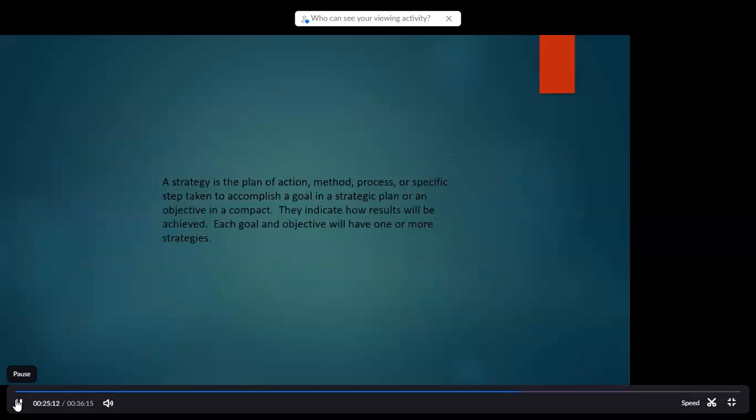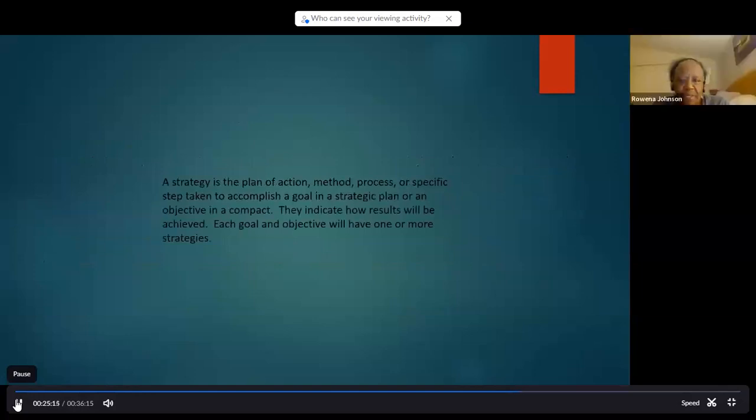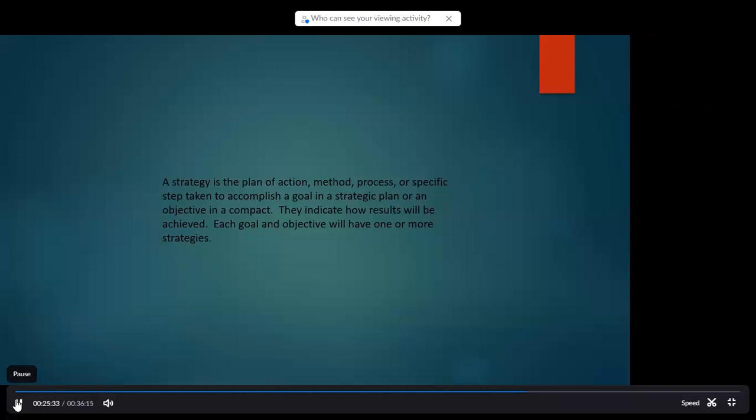Yeah, read this one. A strategy is a plan of action, method, process, or specific step taken to accomplish a goal in a strategic plan or an objective in a compact. They indicate how results will be achieved. Each goal and objective will have one or more strategies. Again, each goal and objective is going to have at least one strategy.